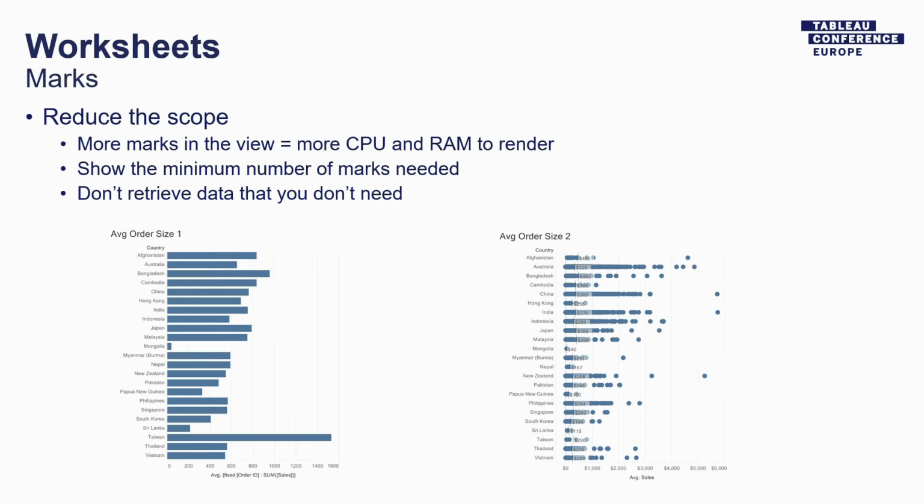As a rule of thumb, try to keep in mind how many marks you're using and try to use as few marks as possible to answer the question that you're building the visualization for. So again, I have an example here with a bar chart. We have the question, what's the average order size for each country we have in our superstore? On the left, we have a bar chart that simply shows a bar for each country with the average order size.